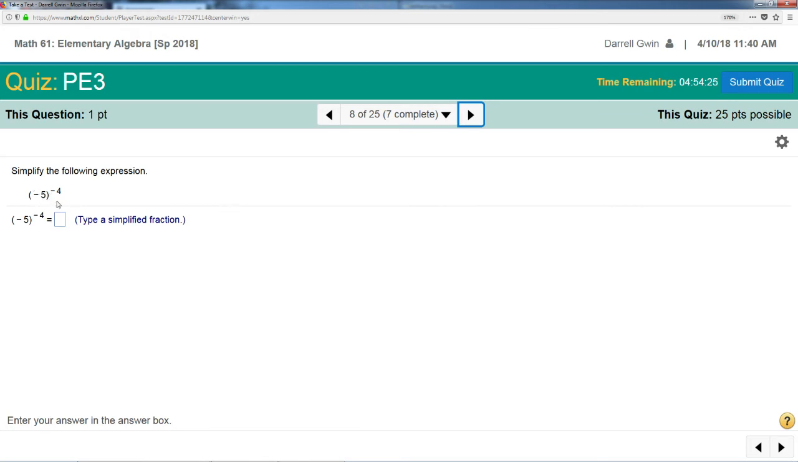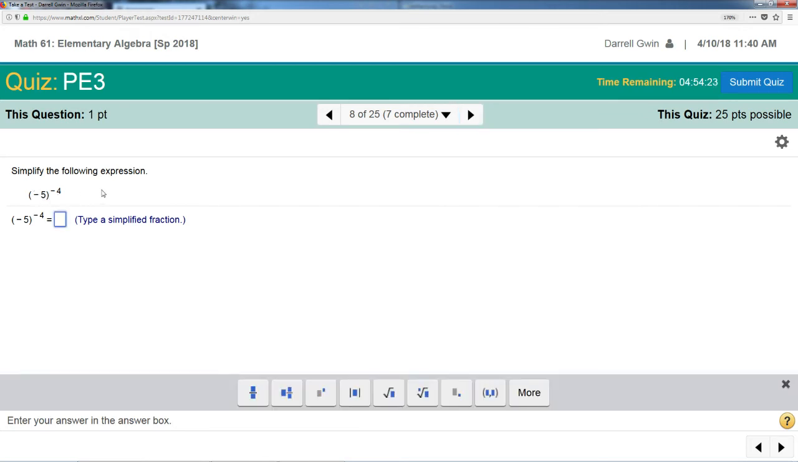Negative 5 to the power of negative 4 is the same thing as 1 over negative 5 to the power of positive 4. Cross line, change of sign. Next is negative 5 times negative 5 times negative 5 times negative 5, which, if you don't know, you should write on scratch paper. 4 times is a positive, and 5, 25, 125, 625 is the number.